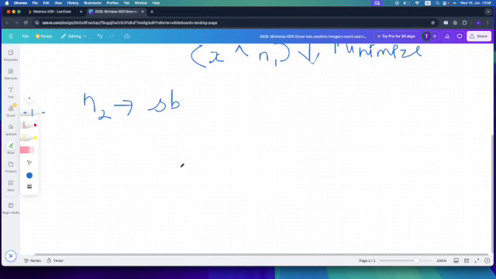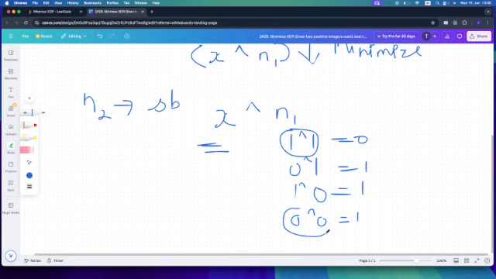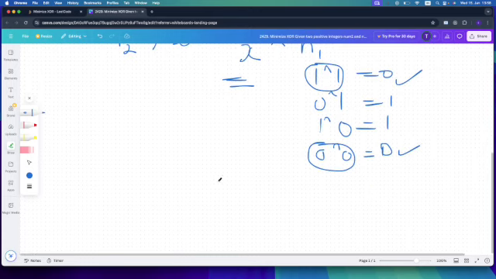Now, if I want to minimize the XOR of x and my number n1, what is the property of XOR? Whenever there are two equal bits, the XOR will be 0. And if the bits are different, 1 XOR 0 or 0 XOR 1, the answer is 1. So my goal is to minimize that.